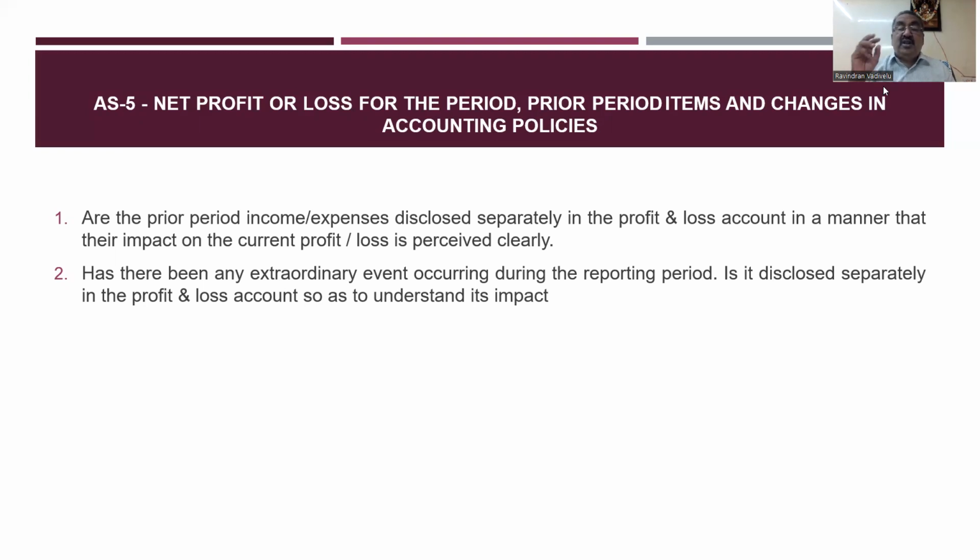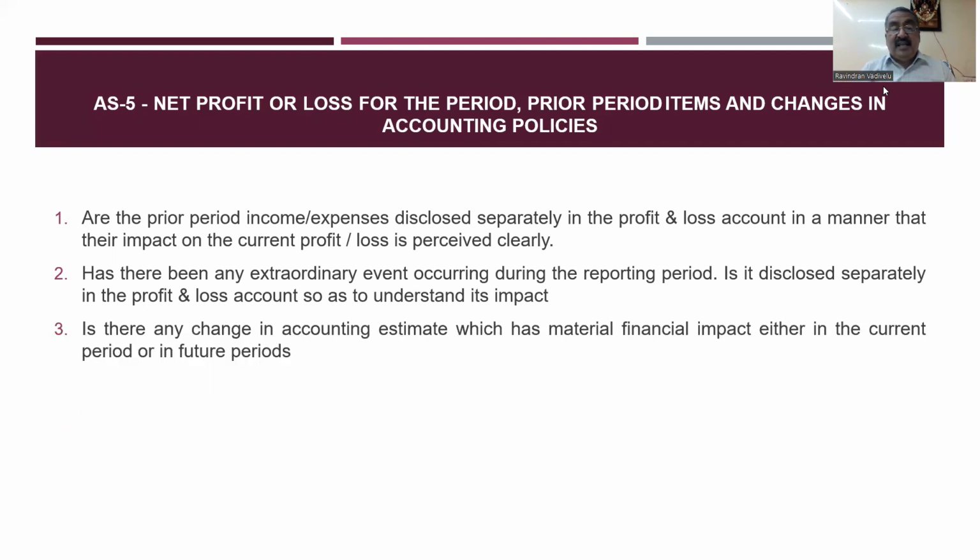So as a practice unit, you have to give observation. You have to see whether it has got a direct impact on the profit or not. So the practice unit has to take note of it at the time of verification. Then, is there any change in the accounting estimate which has material impact either in the current period or in the future period? That is the estimation.